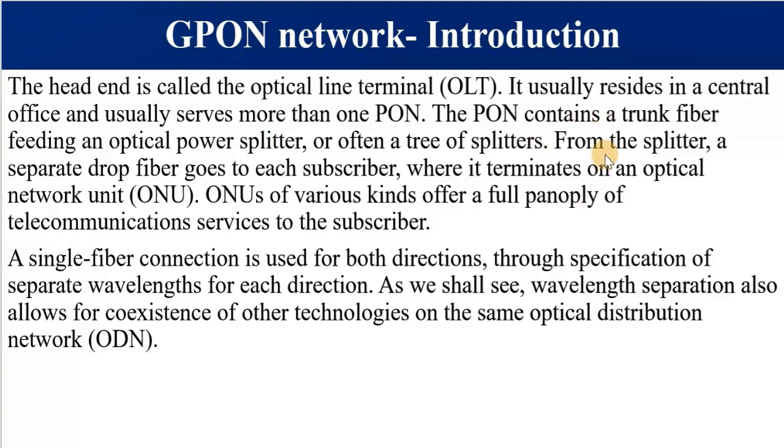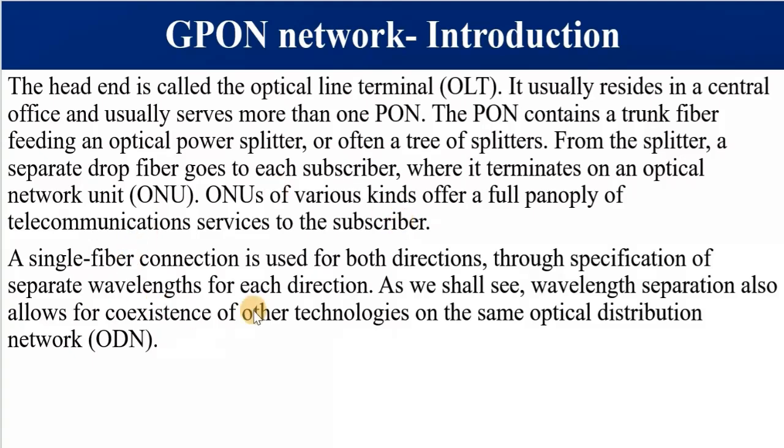From the Gpon interface card, we've got one fiber that connects to an optical power splitter. And from the splitter, we've got a separate drop fiber which connects to every subscriber connected onto our Gpon network. This fiber terminates on an optical network unit. This is also known as optical network terminal, ONT. So this ONU has various kinds of services that it provides to a subscriber. A subscriber can connect using Ethernet cable, or it can connect using Wi-Fi.